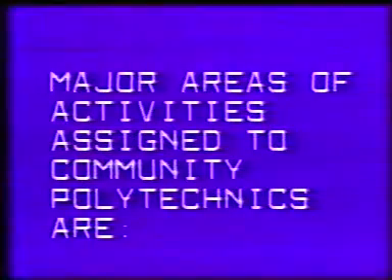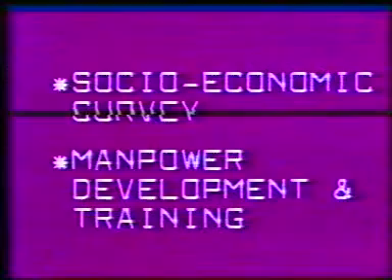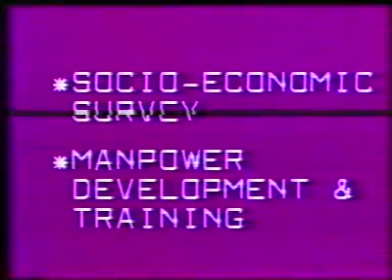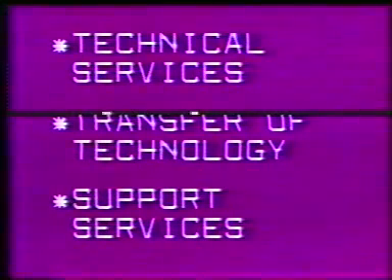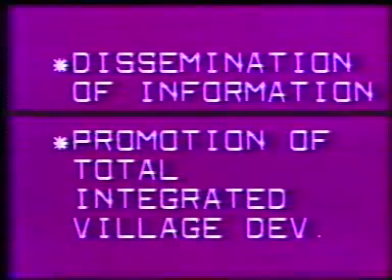The scheme was initially instituted at 35 institutions. Major areas of activities assigned to community polytechnics are socio-economic survey, manpower development and training, technical services, transfer of technology, support services, dissemination of information, promotion of total integrated village development.